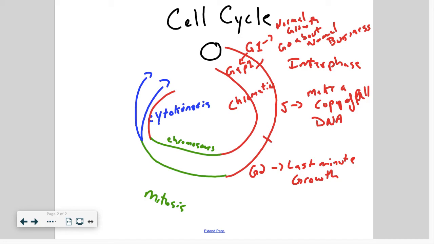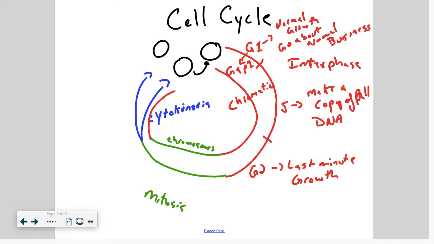At the end of this whole process, we will have two genetically identical cells to the one we started with. And now both of those cells will start out in G1. They may go on to S and G2, depending on what kind of cell they are and what they are doing. And this process will continue.